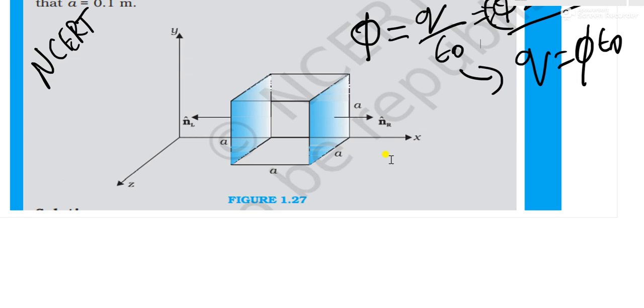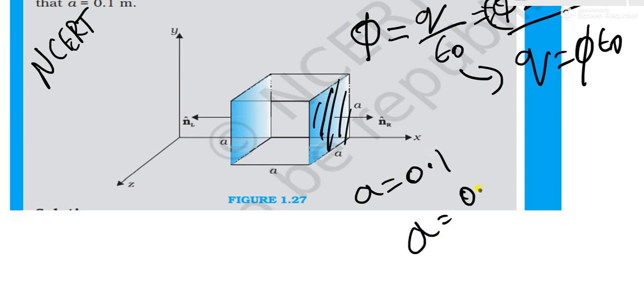It's a special problem which is given in the textbook. So we have a cuboid. All the sides of the cuboid are going to be 0.1. If you want one side's area, the area is going to be 0.1 whole squared. That's going to be a squared.